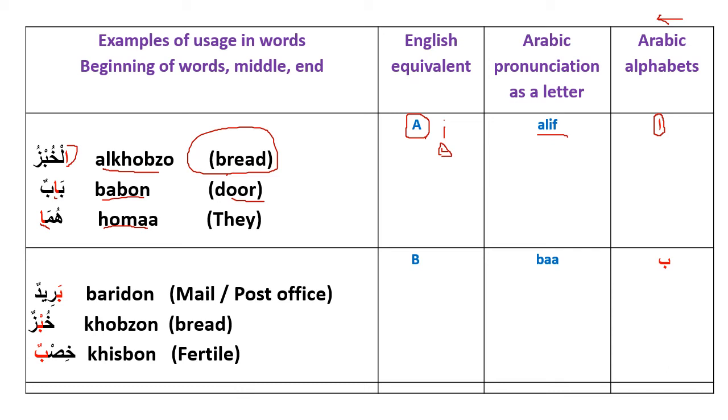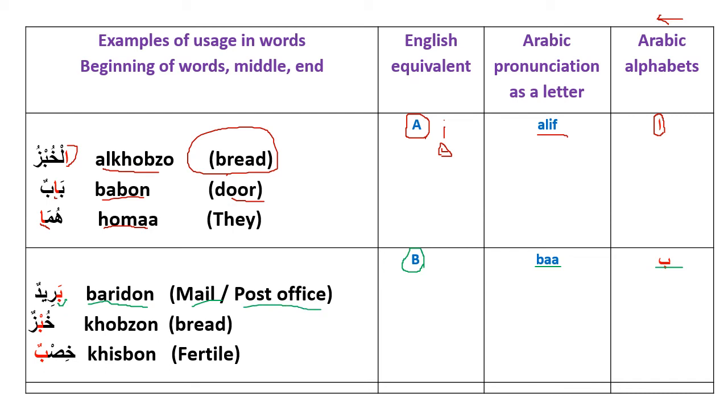Now let's move to Al-Harf, the letter Ba. In Arabic, it's pronounced Ba in isolation, and the equivalent consonant in English is B. Now let's see different locations and how it is written. If you are to write this letter in the beginning, it will be attached to the letter that comes after it, like baridun, which means mail or post office.